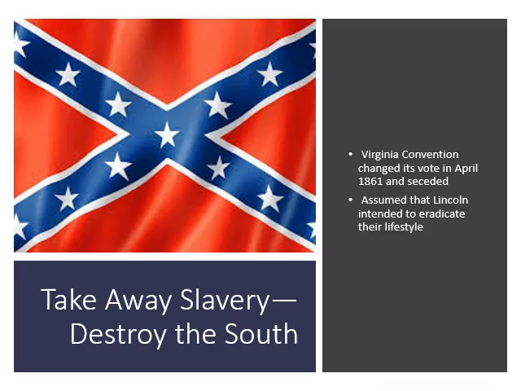The idea for a lot in the South was that to take away slavery was to destroy the South. So the Virginia Convention actually changed its vote in April of 1861 and seceded from the Union because they assumed that Lincoln intended to eradicate their lifestyle. They originally did not want to secede in Virginia. They didn't want to have a war. They didn't want to deal with that. But when Lincoln raised an army, they thought, hey, the federal government's coming to take away our slaves. We have to fight. So really, that is the idea in the South.